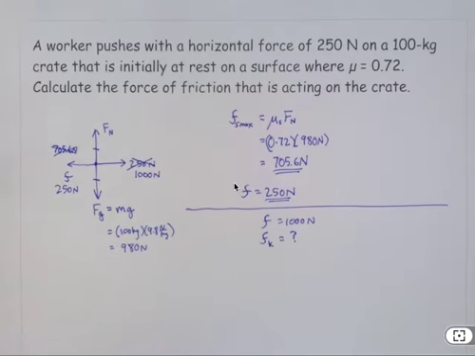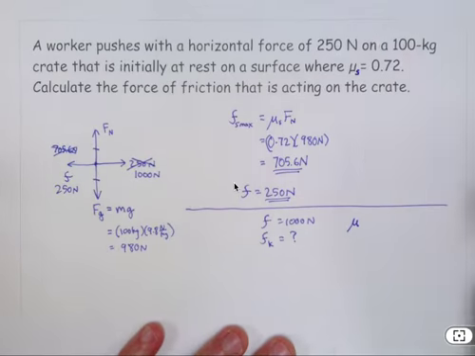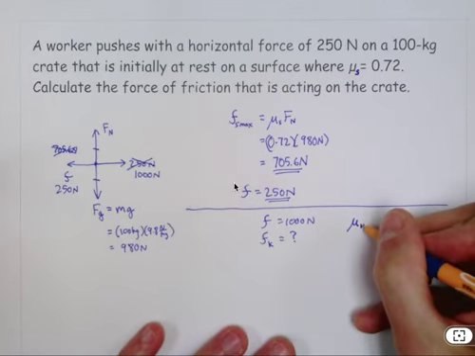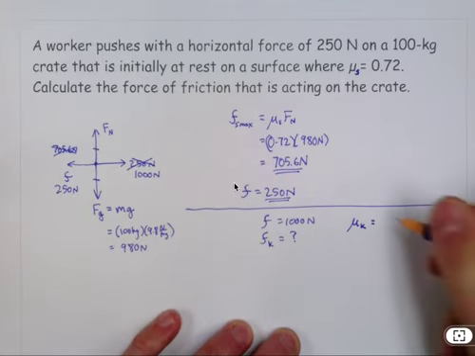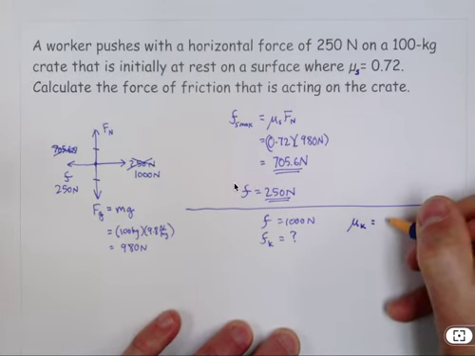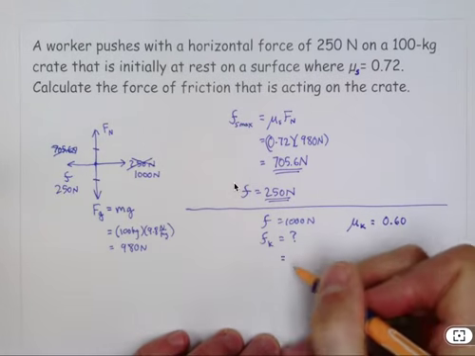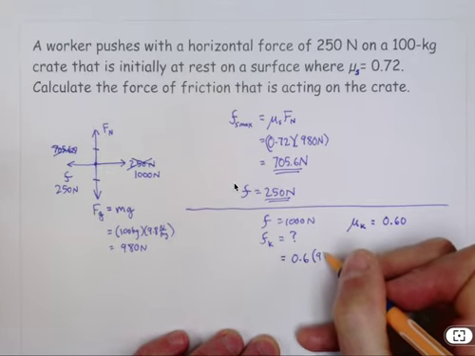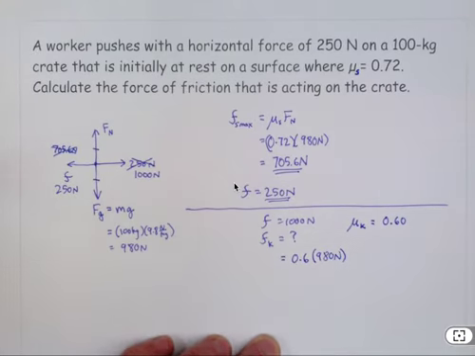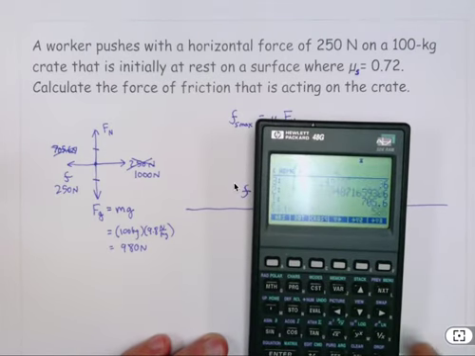Now, the only way to do that is if you were given a coefficient for kinetic friction, although I didn't write it here. This really is the coefficient of static friction. Somebody would need to give you the coefficient of kinetic friction. Usually it's less than the static friction coefficient. So let's say it's 0.60. All right, so let's calculate that. So now friction would be 0.6 times 980 newtons. Let's see what that's equal to. 0.6 times 980 is 588.